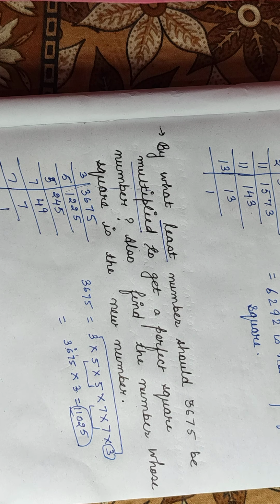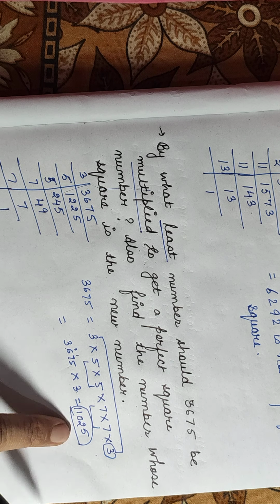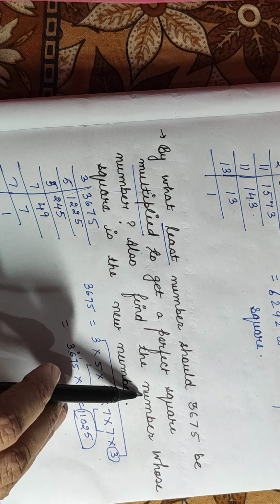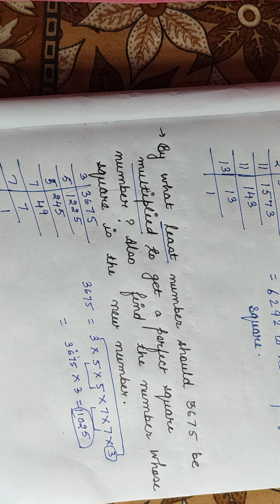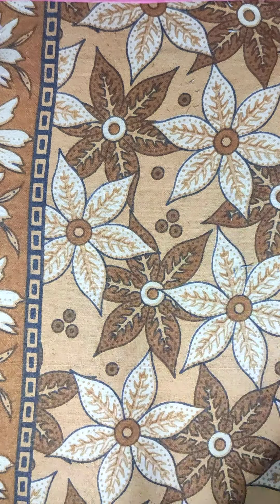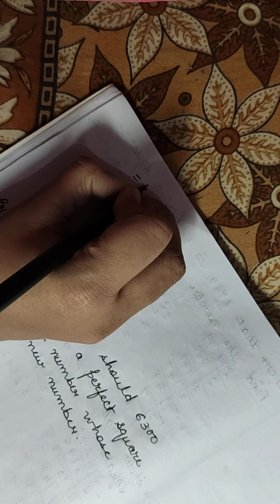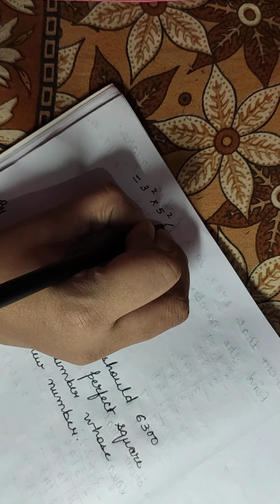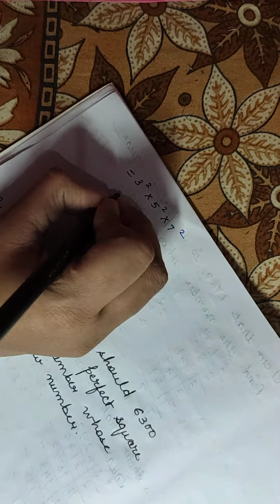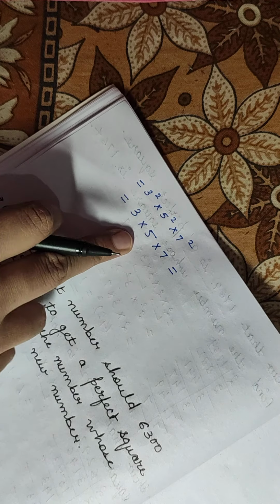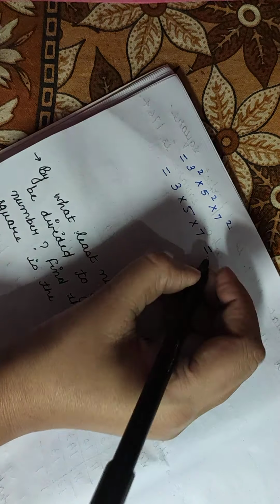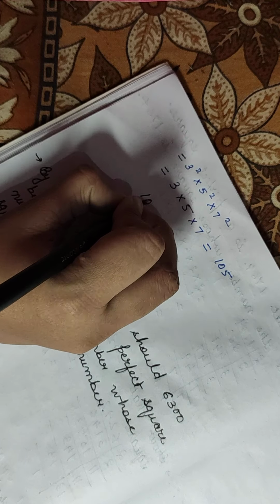Now we need to also find the number whose square is the new number. We got the new number, that is 11,025, right? Now we need to check whose square is this number. So how will we do it? We have made the pairs: 3 square multiplied by 5 square multiplied by 7 square. So we'll write 3 multiplied by 5 multiplied by 7, which is 3 fives are 15, 15 sevens are 105. So the new number is a square of 105.